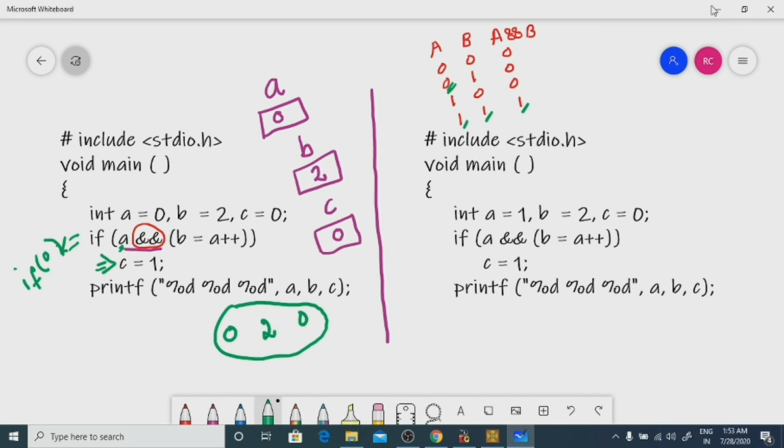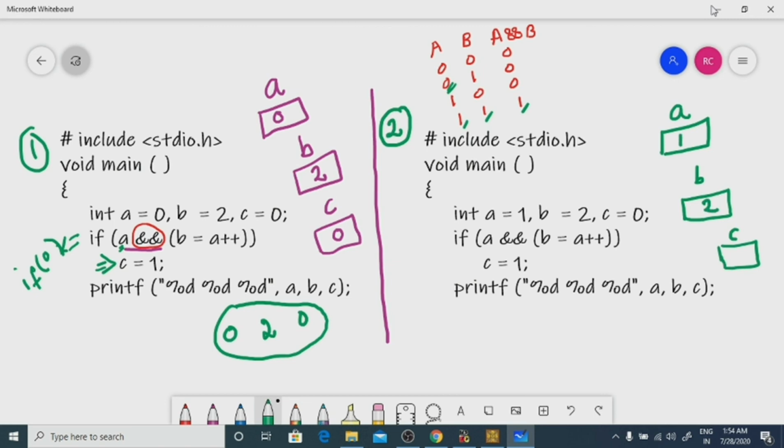Now, I slightly modified this program 1. So this is program 2. It's a slightly modified version of program number 1. Here, memory will be allocated to A, memory will be allocated to B, and memory will be allocated to C. And A is initialized with 1, B is initialized with 2, and C is initialized with 0.